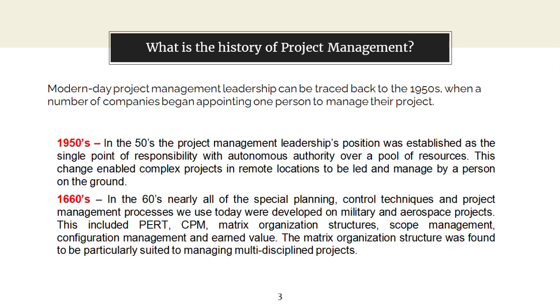In the 1960s, nearly all of the special planning, control techniques, and project management processes we use today were developed in military and aerospace projects. These include PERT, CPM, matrix organization structures, scope management, configuration management, and earned value. The matrix organization structure was found to be particularly suited to managing multidisciplinary projects.